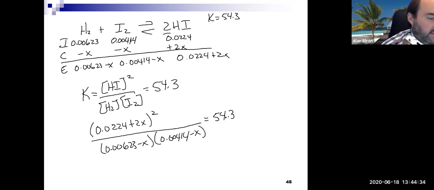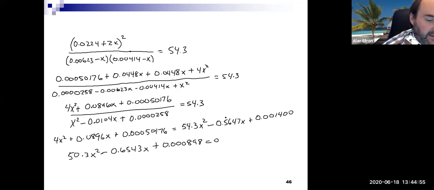So to solve this, we're going to have to do some factoring, foiling, whatever you want to call it. You got to factor out the top, factor out the bottom, and then multiply everything to the other side. Hopefully you worked on this. If not, let's take a look. I worked it out because I didn't want to do it on the fly. So if we go through here, here's hopefully what you get.